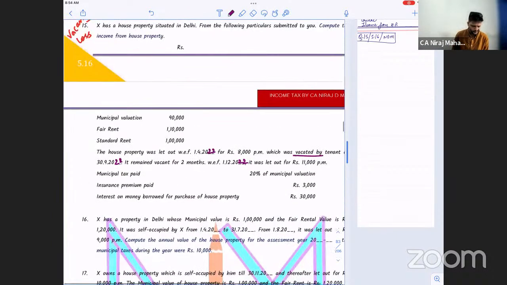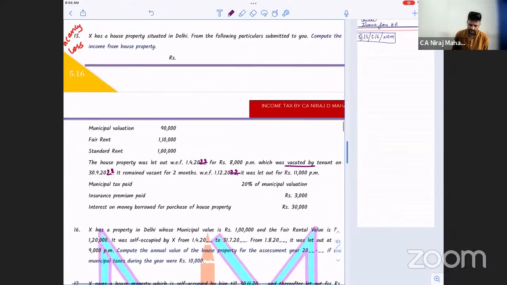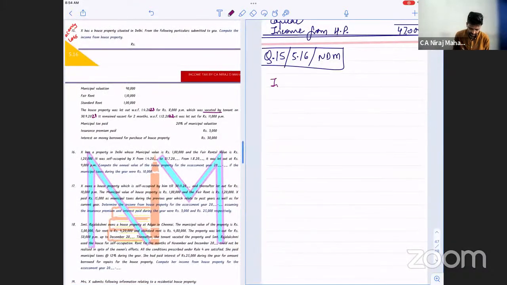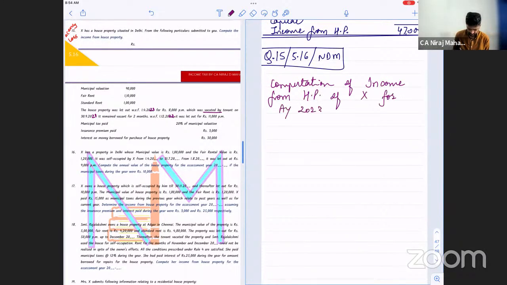Come on. Let's start. Computation of, sorry, I forgot. Computation of income from house property of X for AY 23-24, particulars, rupees. You should be ahead of me. Chalo, come on quickly.